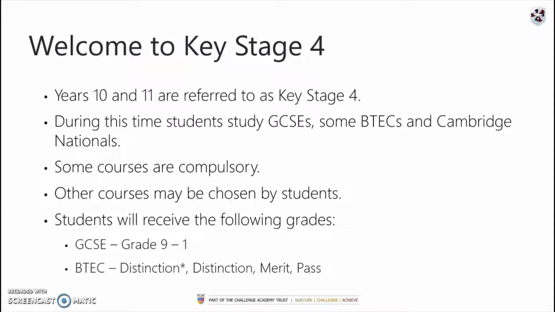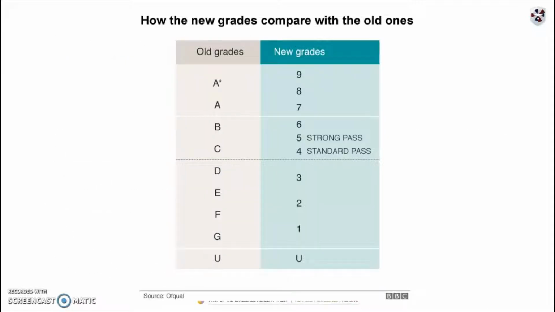Students will receive the following grades. For GCSE courses, they'll receive grades 9 to 1, and for BTEC courses and for the Cambridge National, they could be awarded a distinction star, a distinction, a merit, or a pass. Now, to look at the grades in more detail, many of us will be familiar with the old A star to G grades, but not so familiar with the new 9 to 1 grades. So this table gives you a rough comparison of what the old grades are worth and the new grade equivalents.